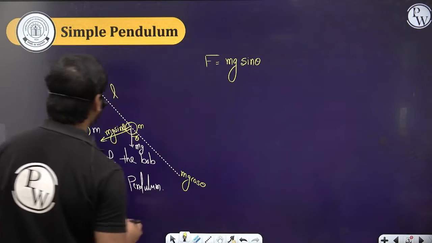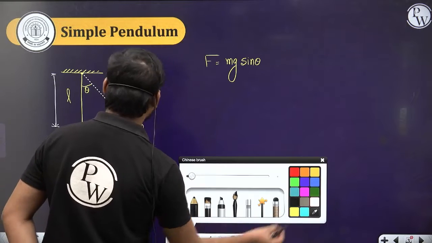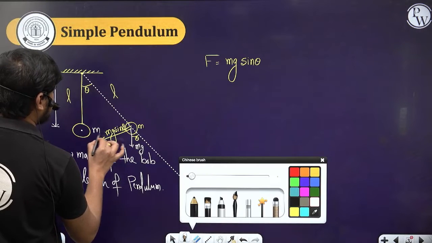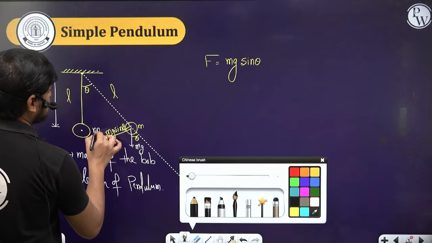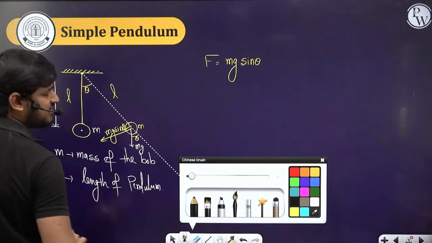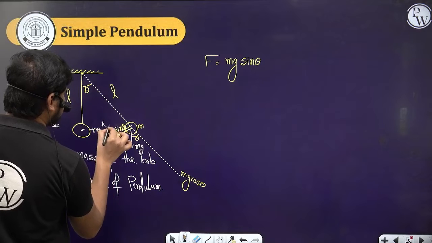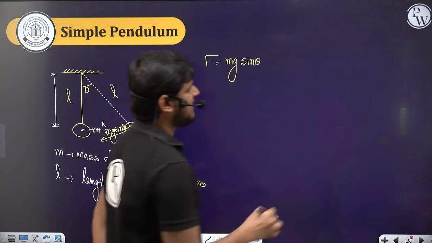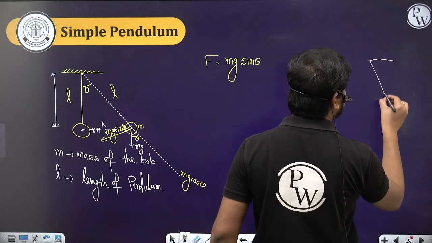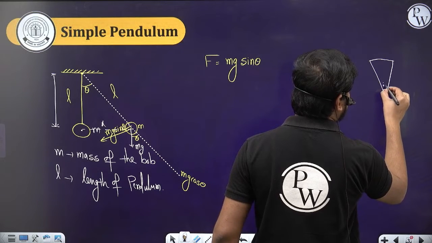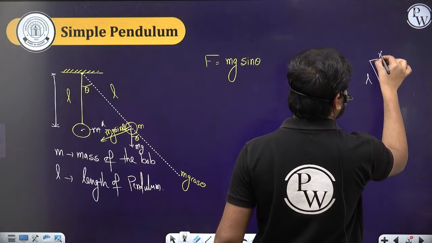Now let me do one thing. See, this is somewhat angular. As we consider that the displacement is small, I can take this total distance as, let it be some x. Actually it should be like this. Here this is theta and this is the length, so this is x I am taking.